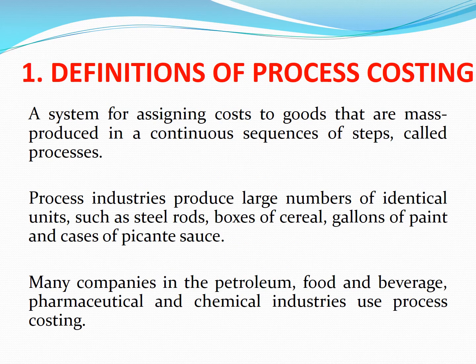1. Definitions of process costing. A system for assigning costs to goods that are mass-produced in a continuous sequence of steps, called processes. Process industries produce large numbers of identical units, such as steel rods, boxes of cereal, gallons of paint and cases of picante sauce. Many companies in the petroleum, food and beverage, pharmaceutical and chemical industries use process costing.